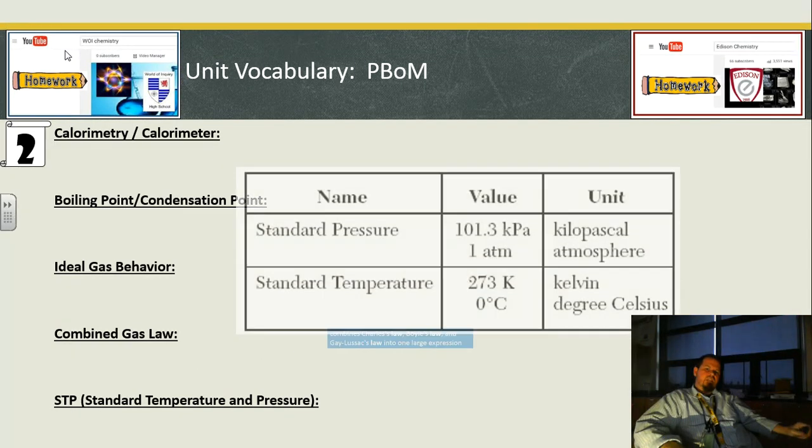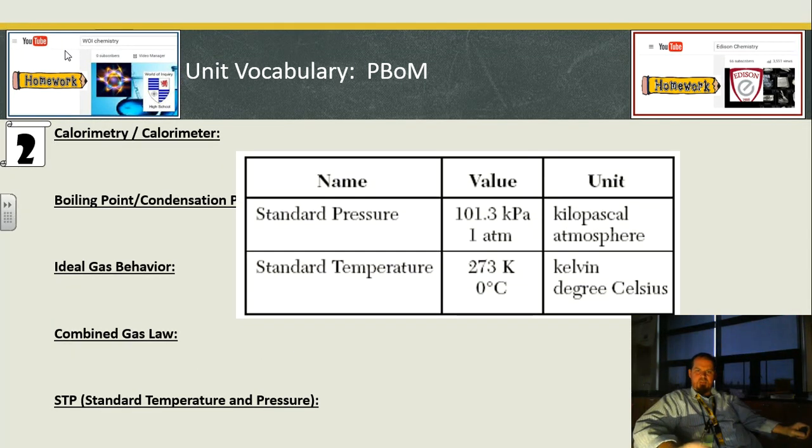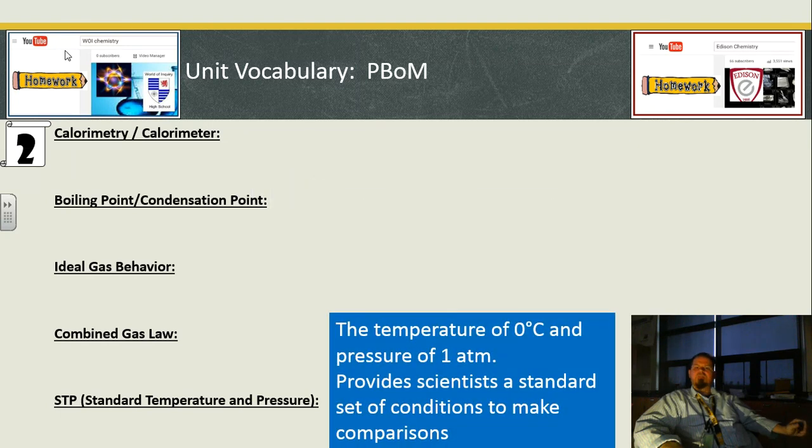Okay. Standard temperature and pressure. This is reference table A in your reference tables. This is the temperature of 0 degrees and pressure of 1 atmosphere, which provides scientists a standard set of conditions to make comparisons. Notice it says standard temperature and pressure, and there I have the words standard set of conditions. You should be able to get that one right on the vocab test every time.